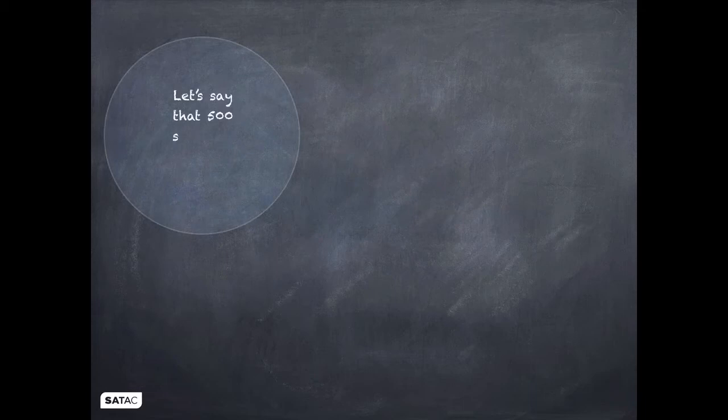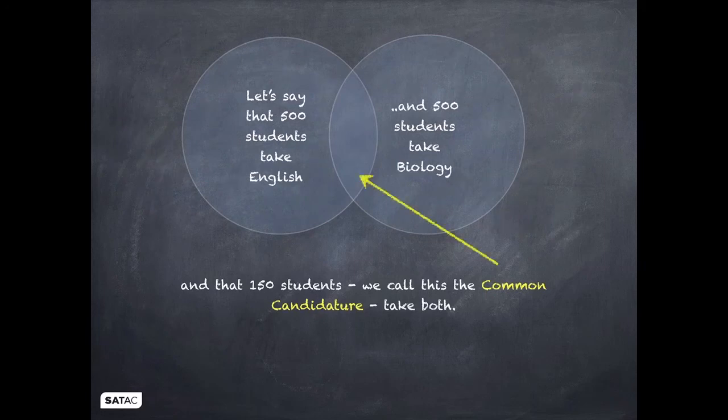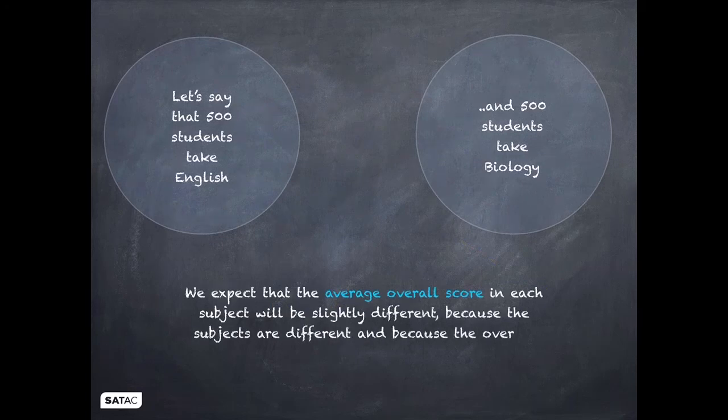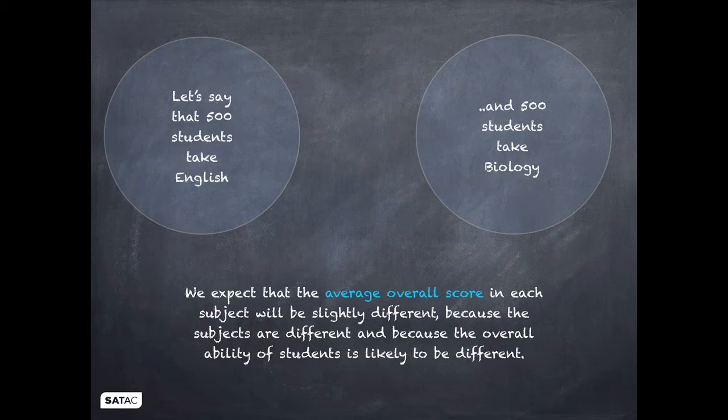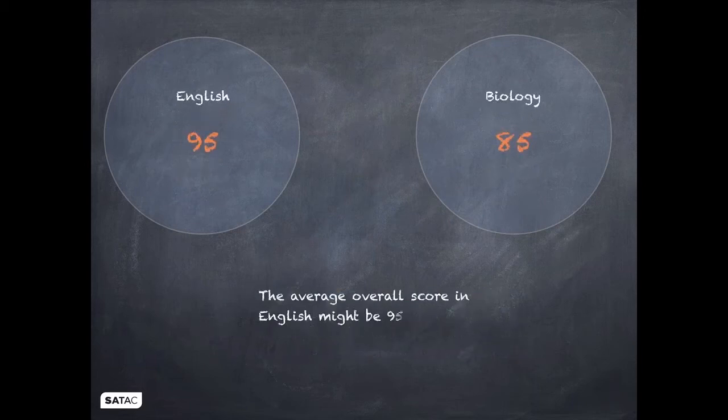In this example, 500 students complete English, 500 students complete biology, and 150 students, we call this the common candidature, complete both. We can expect that the average overall score in each subject will be slightly different because the subjects are different and because the overall ability of students is likely to be different. The average overall score in English might be 95, and the average score in biology 85.